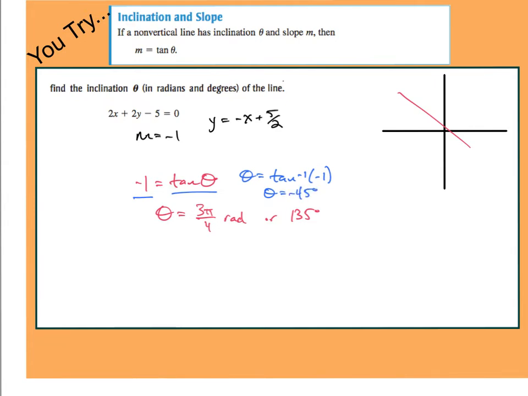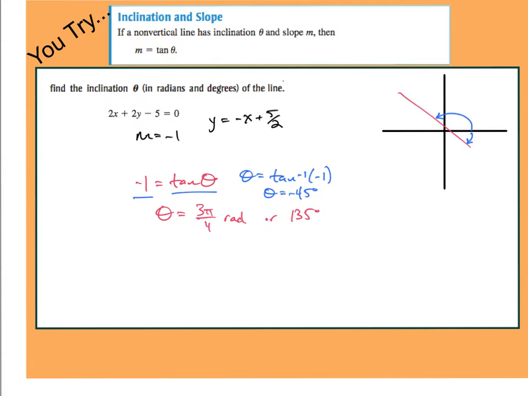Now, that is not the correct answer. That's not what I want. Because which way did negative 45 degrees go? That went clockwise. Well, the angle that we need for inclination goes counterclockwise, and it's always between 0 and pi, or 0 and 180. Is negative 45 doing that? No. The calculator gave it to you. It's not necessarily wrong, but it's not right either.